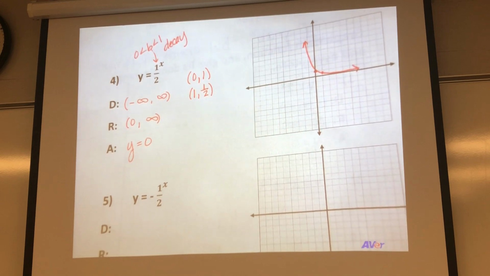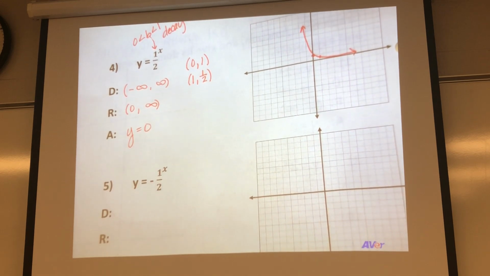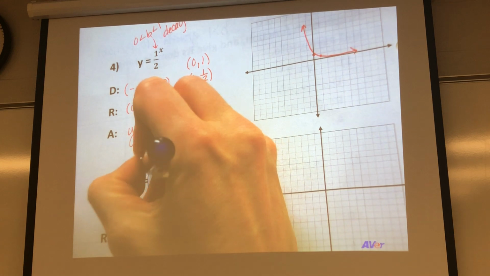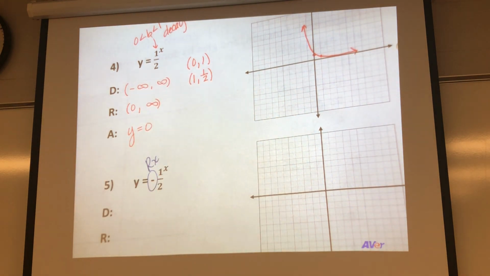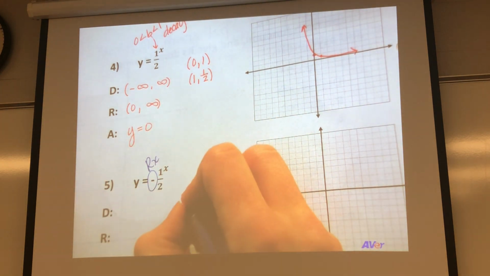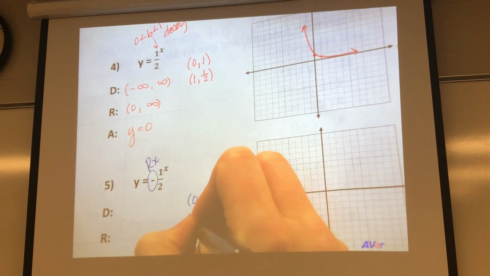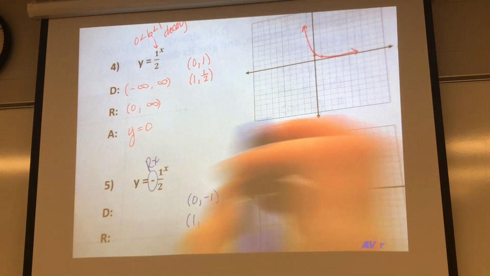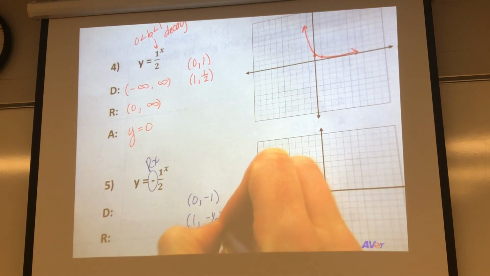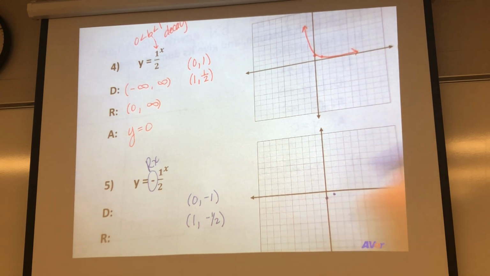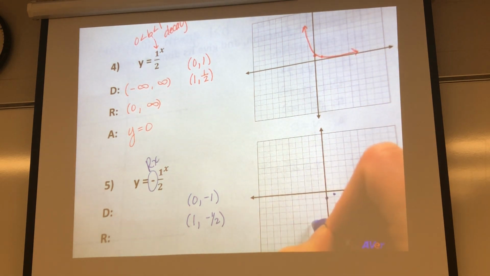But what happens if we throw in a negative? That's going to transform our graph. A negative is a reflection over the x-axis. So our point (0, 1) is going to be (0, -1). And our point (1, 1/2) that we had before is going to be (1, -1/2). So (0, -1), (1, -1/2). We're taking that graph that we had before, reflecting it over the x-axis.